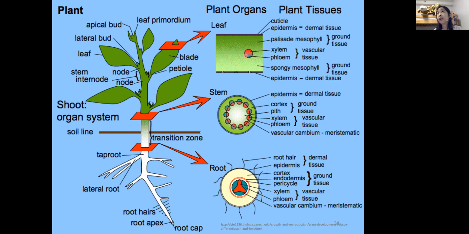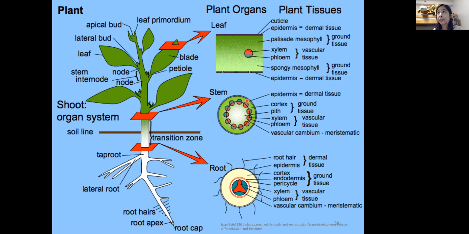In the middle, you have ground tissue. For the leaves, you have palisade mesophyll and spongy mesophyll. This is an exception of ground tissue because earlier I said ground tissue is not quite very active. But right here in the leaves, palisade mesophyll and spongy mesophyll, the type of cell is parenchyma and it's very active. It can do a lot of photosynthesis.